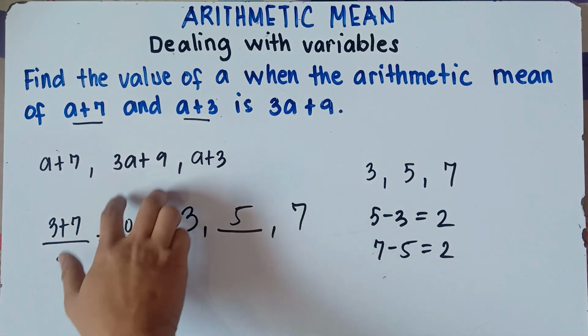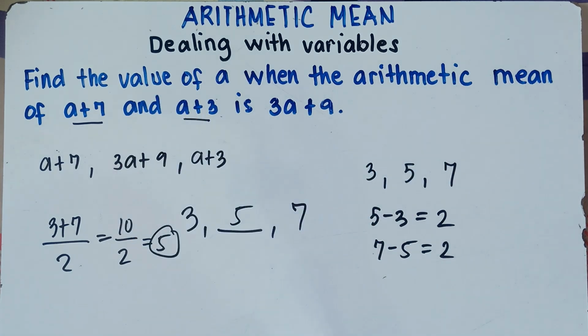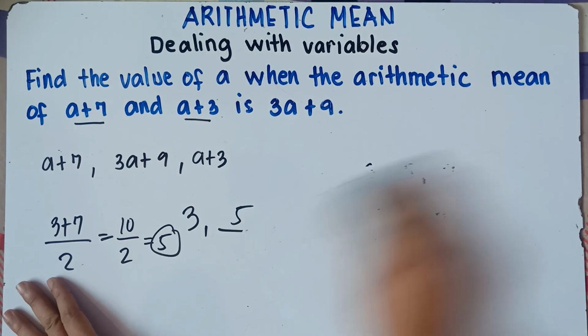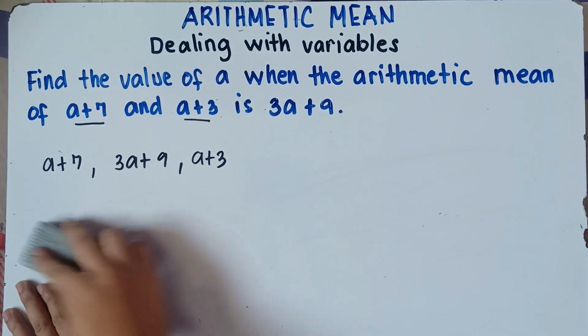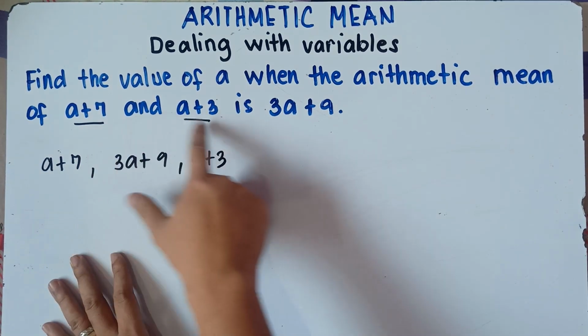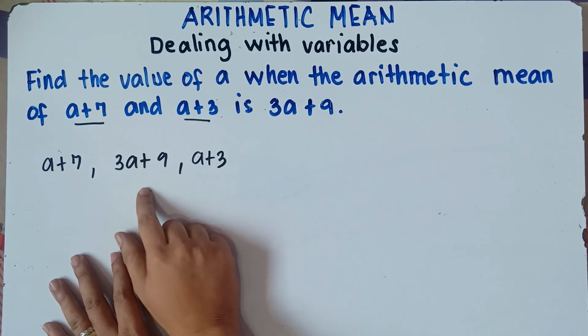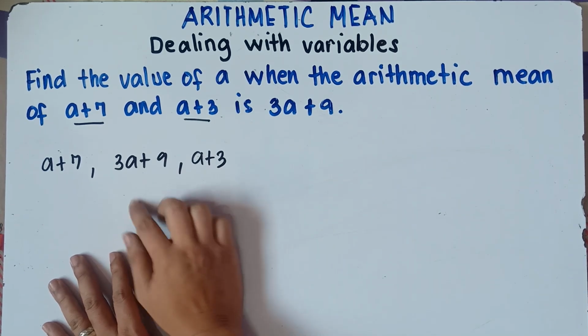Once again, class, in finding a in this given example, we have 2 solutions. The first solution, we can simply use the average formula, adding the first term and last term divided by 2. The second solution, we can use the arithmetic sequence formula. I will show the 2 solutions for you to choose which you prefer. Let's have the first solution: let's use the average. The average of the given first term and last term is 3a plus 9. That's why we put 3a plus 9 in the middle term.